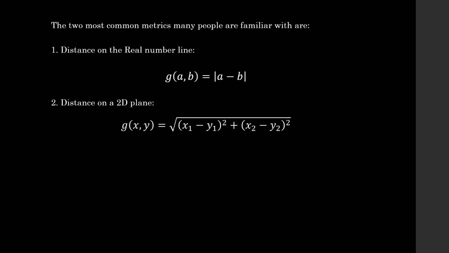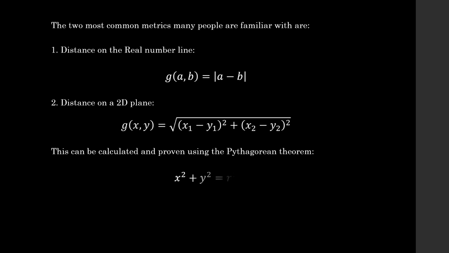So we see that g of x and y is given by the square root of the sum of the squares of x sub 1 minus y sub 1 and x sub 2 minus y sub 2. This can be calculated and proven, of course, using the Pythagorean theorem, and in fact it's hidden within that equation in disguise. So x squared plus y squared gives some distance r squared. This, of course, can be generalized to higher dimensions.